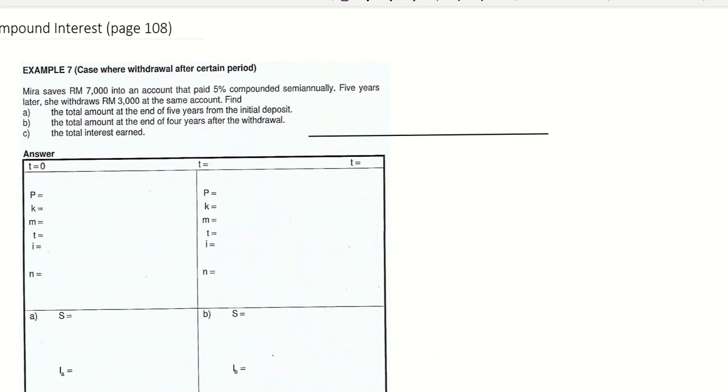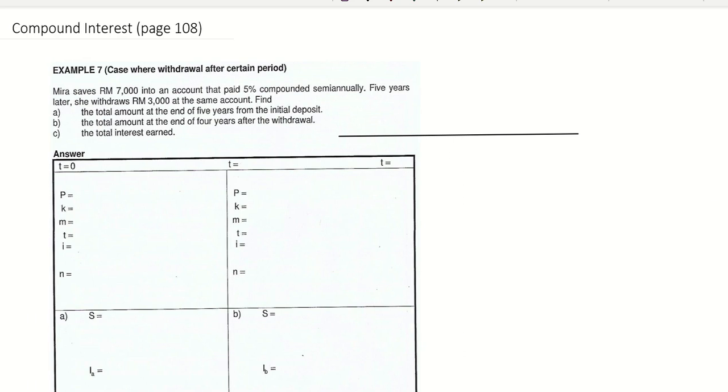In this video, I will explain an example of compound interest where there is a withdrawal after a certain period. Mira saved 7,000 ringgit into an account that paid 5% compounded semi-annually. So at t equals 0, the present value here is 7,000. Then 5 years later, she withdraws 3,000 from the same account.